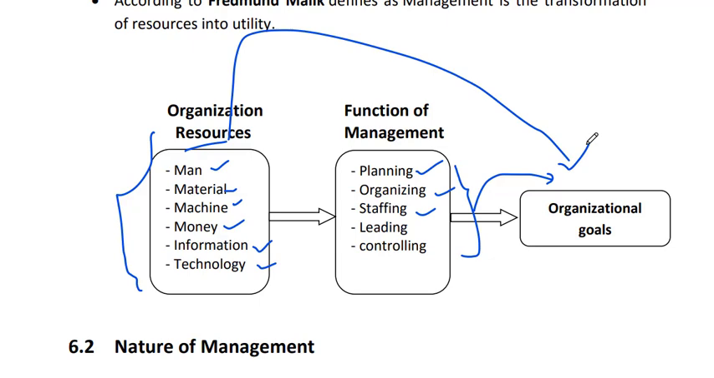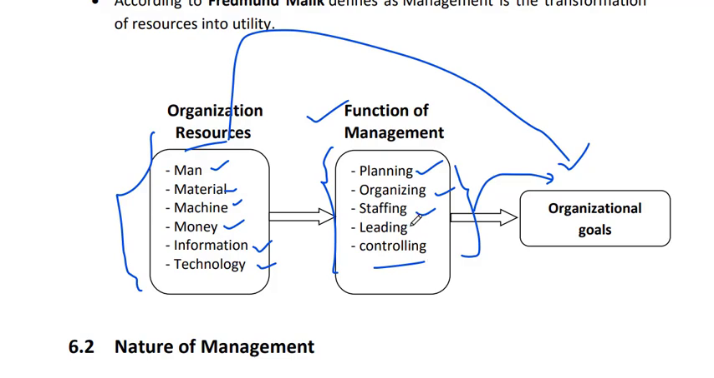We have different types of resources, but to combine them with the help of management, planning, organizing, staffing, leading and controlling, we accomplish goals. These five functions of management we will study in detail in the next lecture. In this lecture I have given only a brief discussion about these functions.